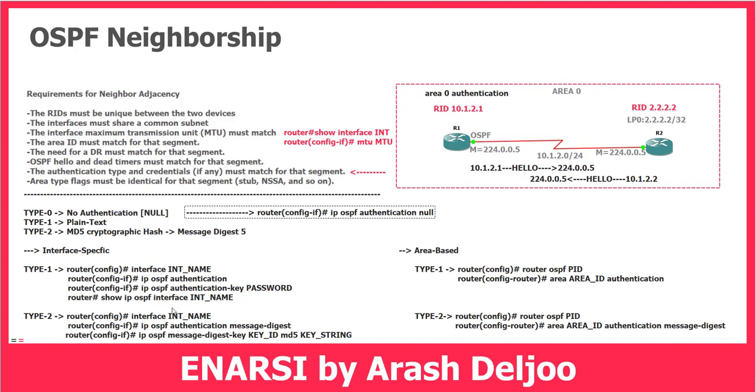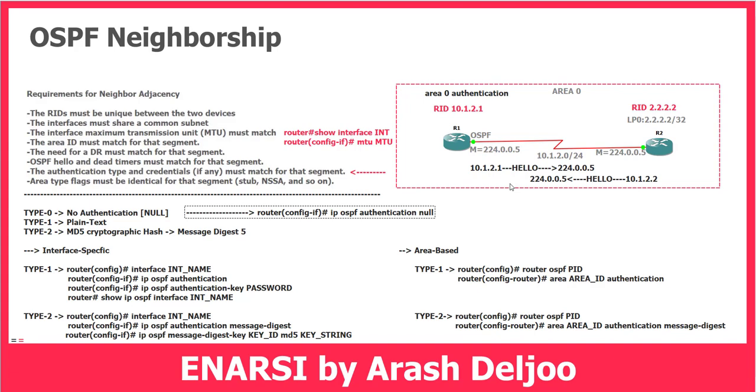Actually, we know that for authentication we are using IP OSPF authentication, or IP OSPF authentication message-digest. For the key in the clear text we are using IP OSPF authentication-key password. In type 2 we are using IP OSPF message-digest-key, not authentication-key, then key ID, MD5, and then the key string. This is the story of the authentication in OSPF, and as I mentioned before, the best practice is using the authentication type of the message digest.